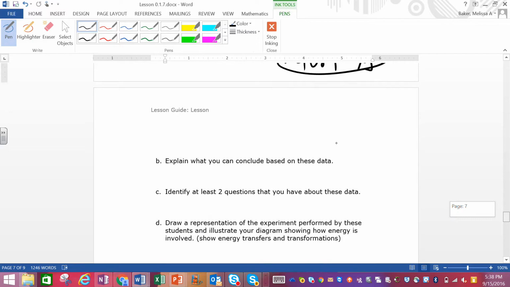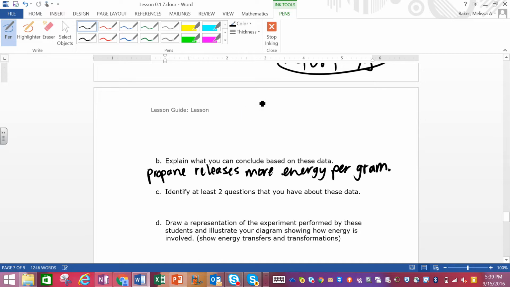All right, so explain what you can conclude based on this data. Propane releases more energy per gram. You could also say propane has more potential energy per gram.